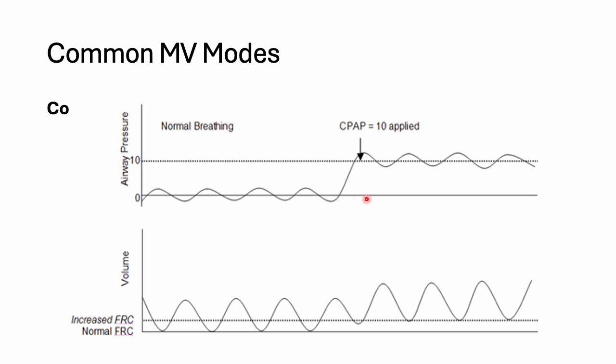The baseline is 0. Now, when we add a positive pressure of, say, 10 centimeters of water, suddenly we're pushing your baseline from 0 to 10. Then it's said to have applied a CPAP of 10 centimeters of water. So now, instead of you breathing on a baseline of 0, imagine that you have to breathe on a 10 centimeters of water pressure as the baseline.